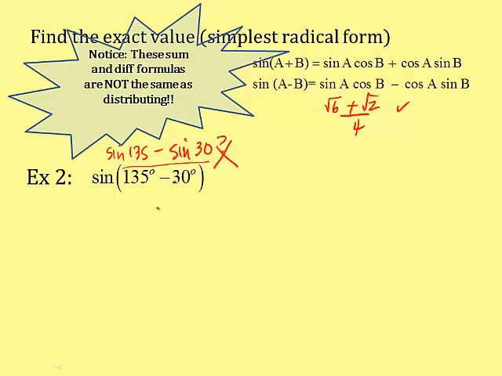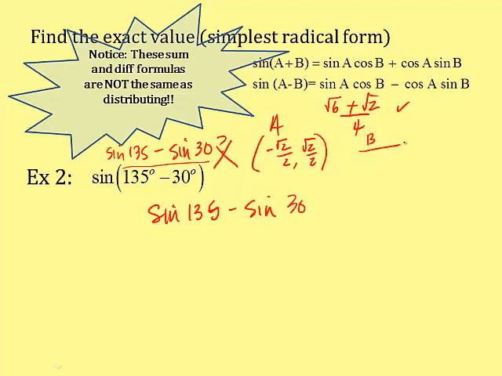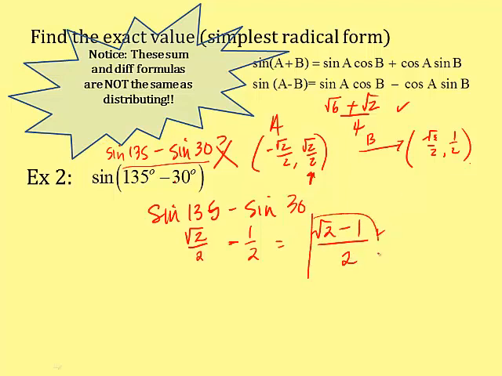So if I do that, the sine of 135 minus the sine of 30. Okay, remember our 2 points. Angle A was negative square root of 2 over 2, square root of 2 over 2. And angle B was square root of 3 over 2, 1/2. All right, so the sine of 135 right here is the square root of 2 over 2 minus the sine over here, 1/2. Well, that's the square root of 2 minus 1 over 2, right? Is this the same as this? No, they are not the same.